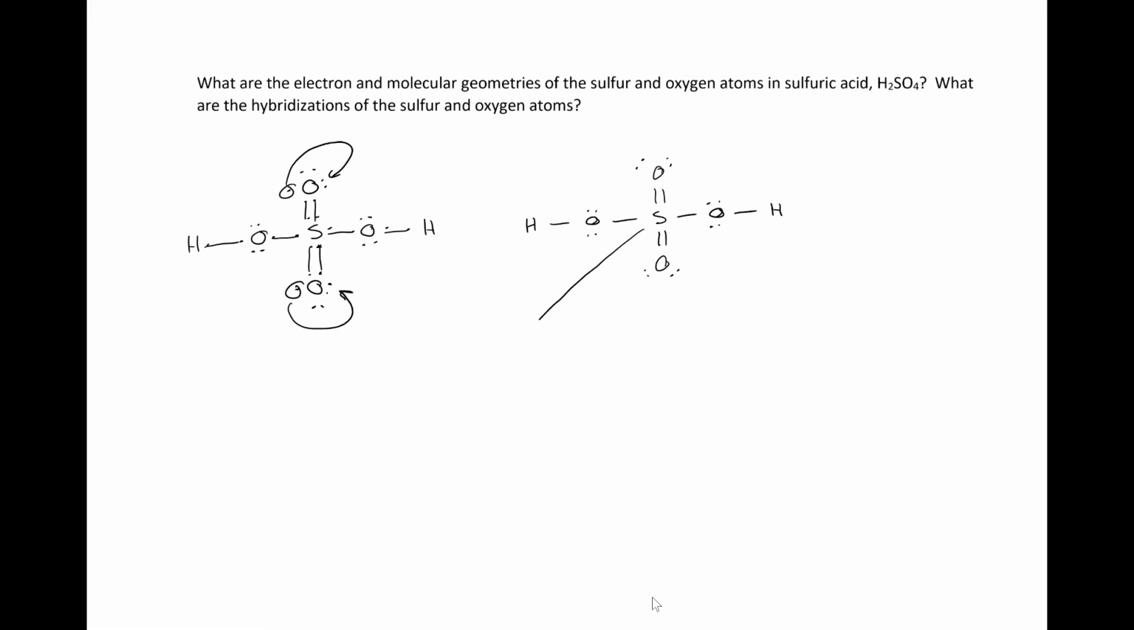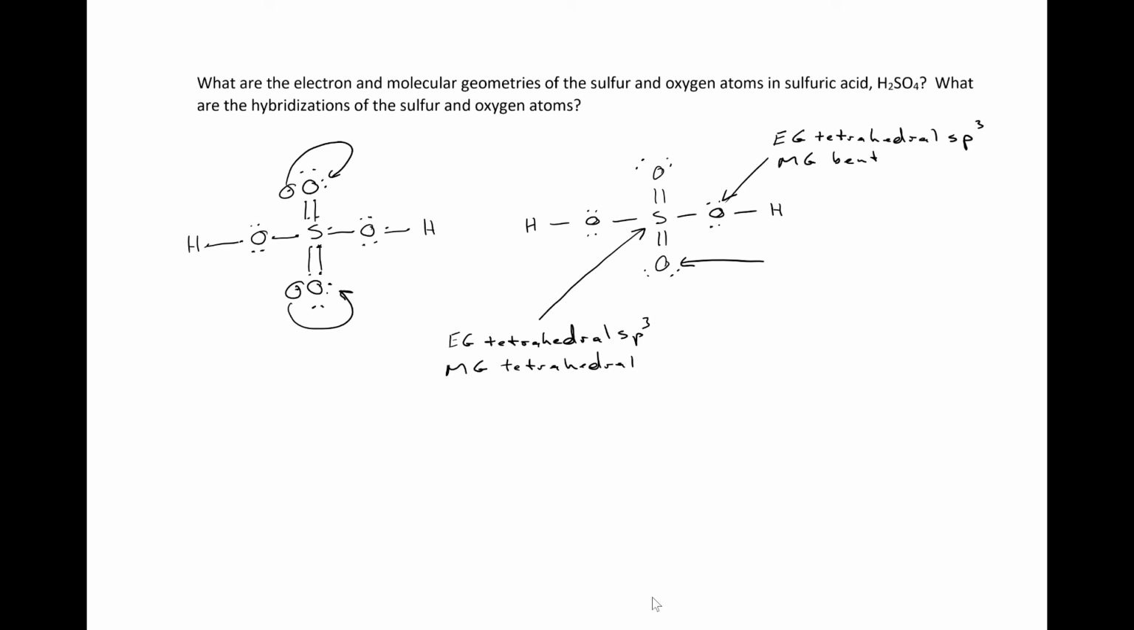The sulfur atom has a tetrahedral electron geometry. Therefore, its hybridization is sp3. The molecular geometry is also tetrahedral. The electron geometry of the oxygen atom attached to the hydrogen is tetrahedral. Its hybridization is sp3. The molecular geometry is bent.